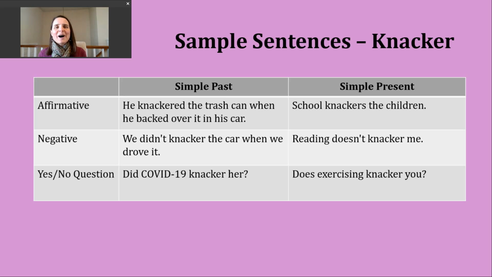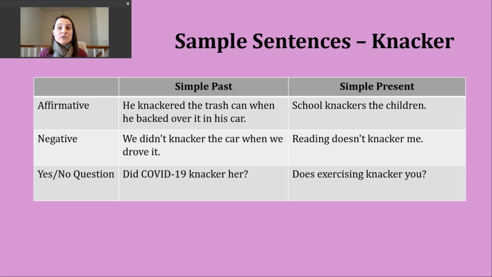If our subjects, though, are he, she, or it, then we're going to use does not and then the base verb, or doesn't and the base verb. So notice in the negative, we're not adding an S to the end of the verb in either form. Here's another example. Reading doesn't knacker me. It doesn't tire me, it doesn't exhaust me.